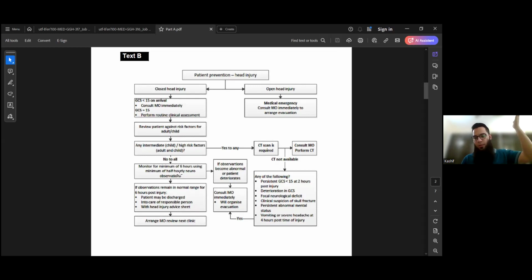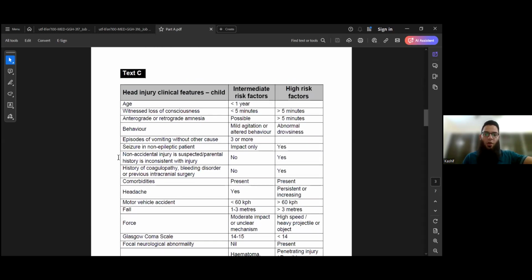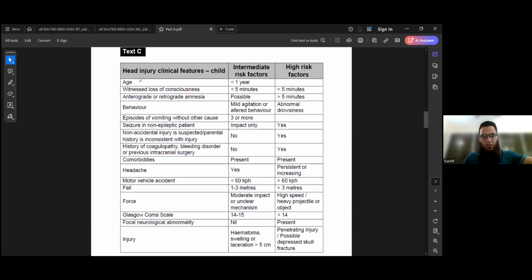And then again, if you go up, if the CT was not available, then what? Then you look for the signs: any basal fracture, any clinical suspicion, if the GCS is deteriorating, if there is vomiting, or if there is any focal neurological deficit. Okay, what is text C about? Text C is about head injury clinical features in the child. What are the intermediate risk factors and what are the high risk factors?